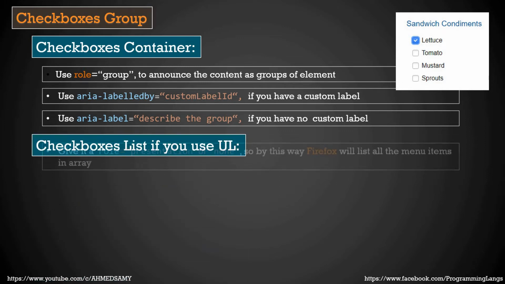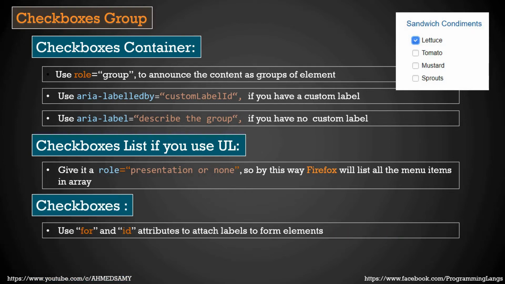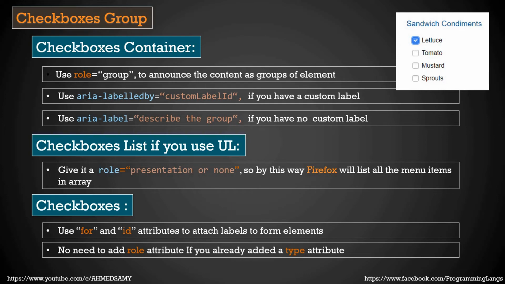If you use an ordered list, in this case you give it role presentation to avoid Firefox counting. Sometimes for checkboxes you don't have counters. The checkboxes will be just announced as a group, nothing more, no counter for the checkboxes. For the checkboxes themselves, you will have the for and ID attributes as a normal input and label field. Also no need to add a role attribute because you have the type.